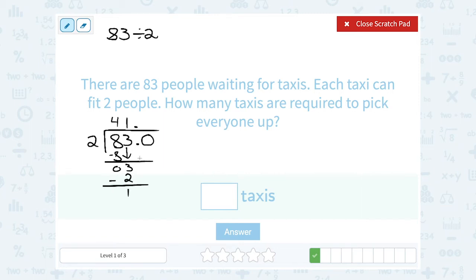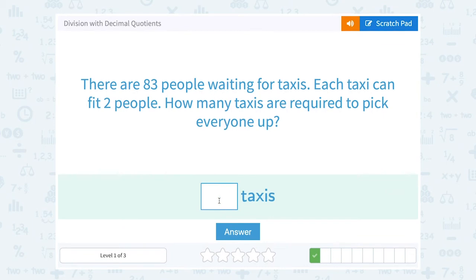So instead of saying remainder 1 or making it a fraction, what we're going to do is keep bringing down as many zeros as we need until we get a decimal answer. 2 goes into 10 5 times, and that does work out evenly, right? 5 times 2 is 10. So when I subtract that, I get no remainder, which is how I know my problem is done. So they would need 41.5 taxis. Now again, in this situation, you can't really have half of a taxi. So you would probably say they need 42 taxis. But since they asked for the decimal, let's say 41.5.